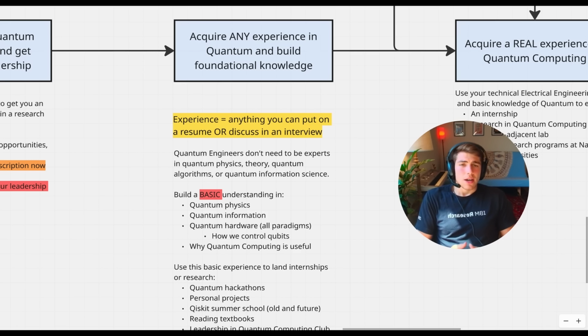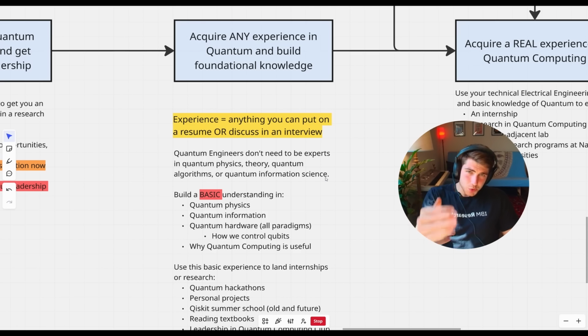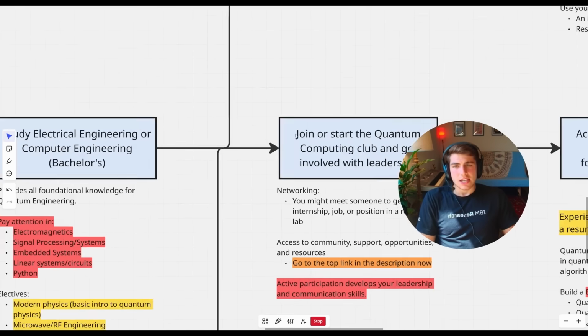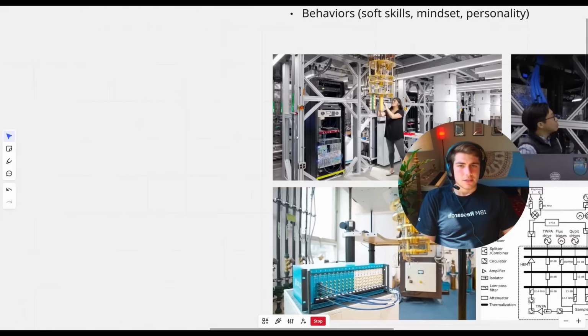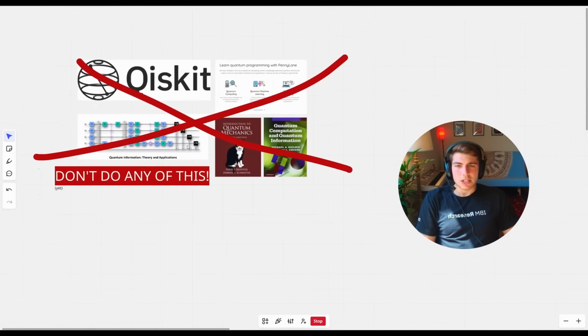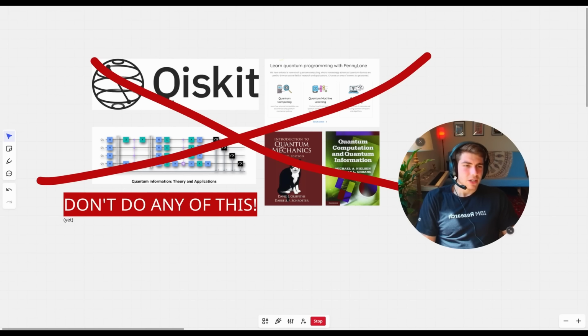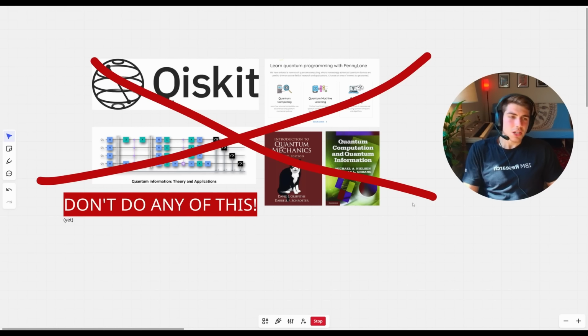But two, just get anything that you can in quantum computing. And then, most important thing is you need to build some sort of foundational knowledge. So my whole message is you don't need to learn Qiskit and all this stuff. Like, this is such a distraction. You need to be developing your electrical engineering skills and the skills that are actually applicable to developing quantum computing.